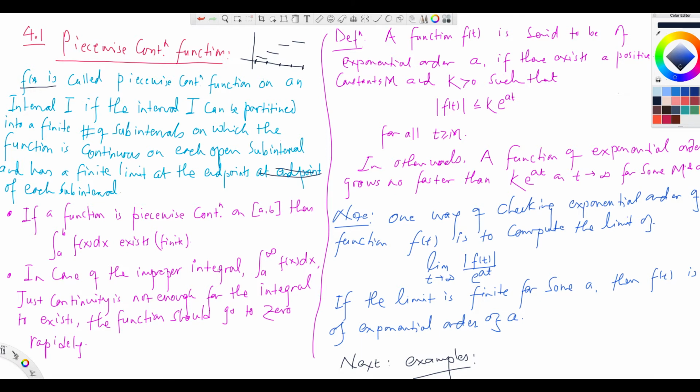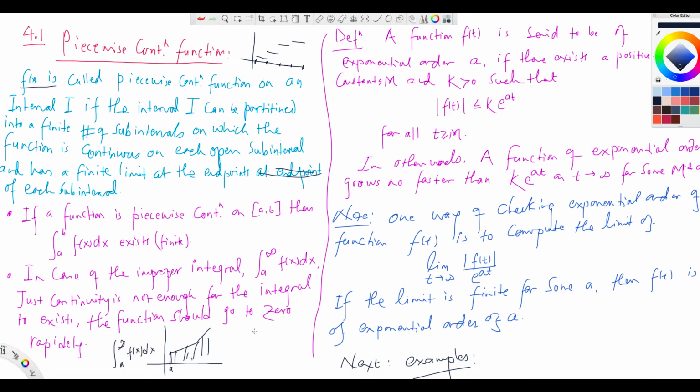In the case of the improper integral, a to infinity of f(x) dx, if one of the limits is infinity, then this is an improper integral. In this case, continuity alone is not enough for the integral to exist. The function should go to zero rapidly. For example, if you have a function that starts at a and then goes to infinity like that, this integral a to infinity of f(x) dx diverges. It does not exist.